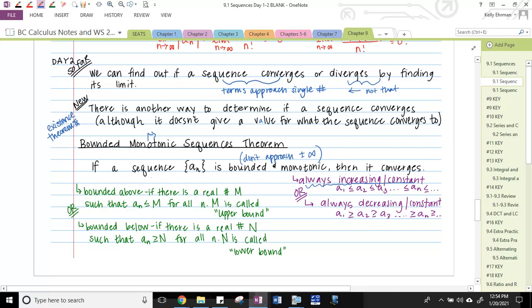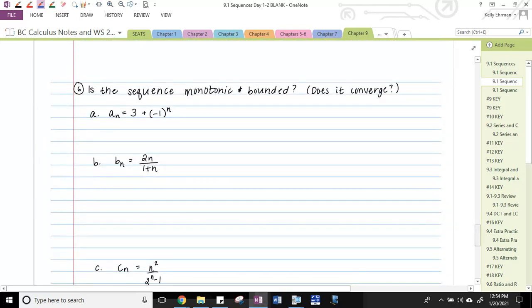If a sequence is both bounded and monotonic, then it converges. Now, you don't have to be bounded above and below, but if your terms are increasing, then there's got to be a ceiling. You've got to be bounded above, an upper bound. If your terms are decreasing, there's got to be a floor to hit, so you've got to have a lower bound. All right, so let's look at some of these. Again, this is just an existence theorem, so it just helps us decide whether we should even be bothering to take limits and things like that.